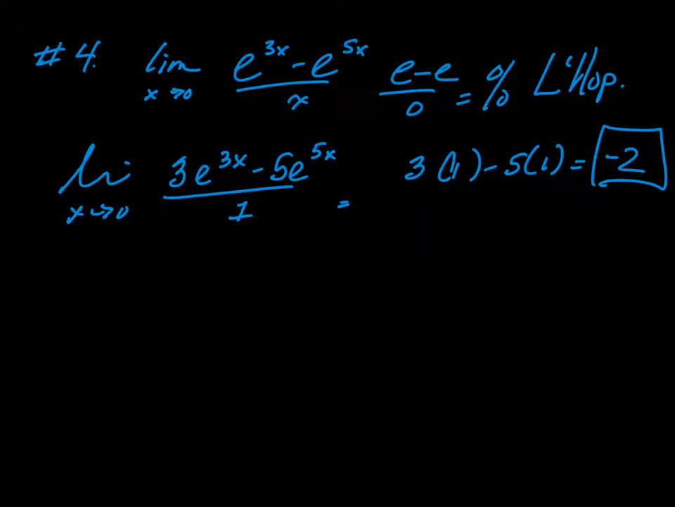Number 4 is e to the 3x minus e to the 5x over x. E minus e is 0, so 0 over 0. Right, this would be e to the 0. No, this is wrong. This is 1 minus 1, right? Which is 0. So 0 over 0, you can use L'Hopital. So then it would be 3e to the 3x minus 5e to the 5x over 1. That's what you wanted on the bottom. So that would be 3 times 1 minus 5 times 1, and you get -2 for number 4.